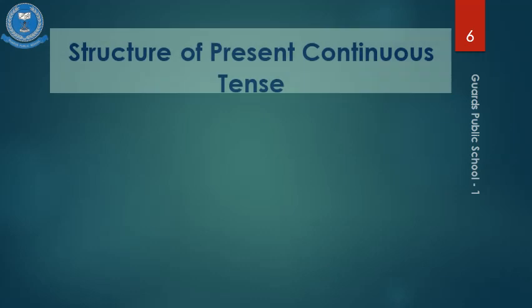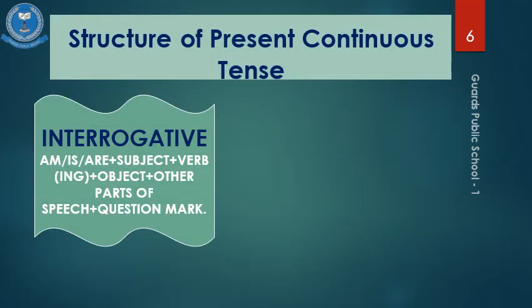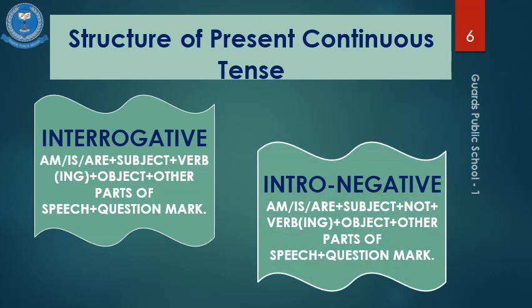In interrogative sentences, we write verb to be am, is, are in the beginning. Then we add subject plus verb ing and object and other parts of the speech, and last but not the least, question mark. In interrogative negative, after am, is, and are, subject is written. Then we write not. After not, we add ing form of verb, and then we write object and other parts of the speech. Question mark is very important here, and we write it in the end.